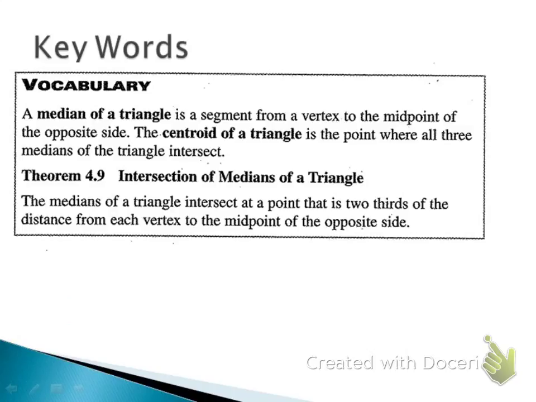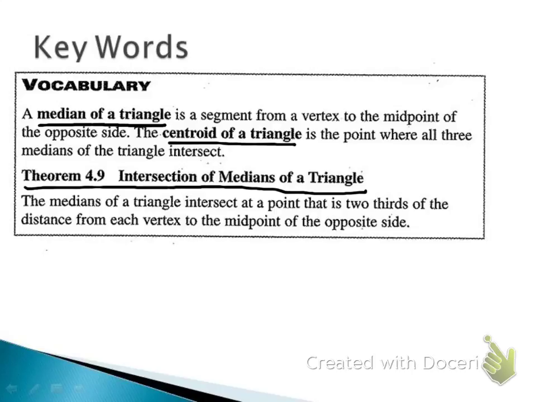All right. You need to write all of this down. These are our keywords for today, so I'll give you some time to write. You can't really tell what's in bold, but this is in bold. Median of a triangle, centroid of a triangle, and then this theorem. So get this all in your notes. It'll probably take about 2 or 3 minutes to write, and then we'll do a little discussing.